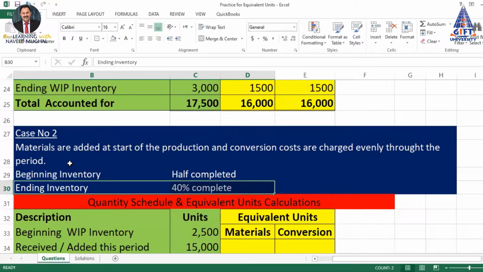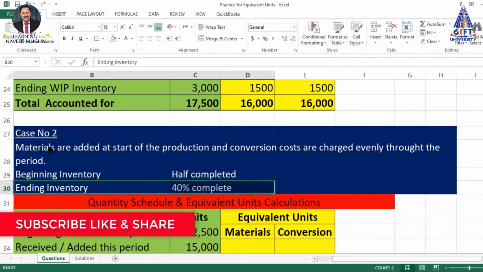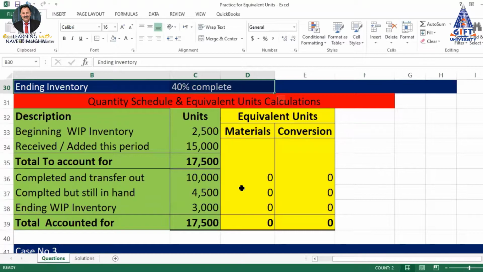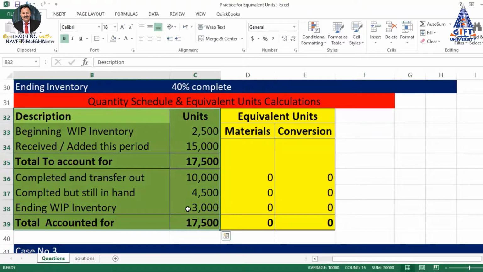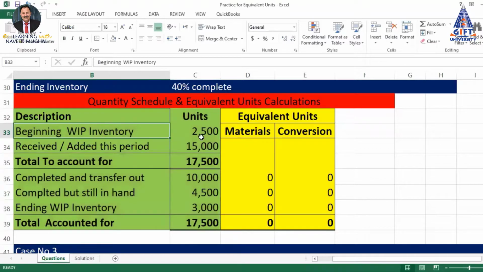With respect to materials, it has been given in the question, in the form of a statement, that materials are added at the start of the production. It means when we start production, material will be added. In this scenario, we will calculate equivalent units for the material this way. This portion is the quantity schedule, same as I have mentioned before. We have beginning work in process inventory of 2,500 units. We added 15,000 units this period because this is the first department, so we have total units of 17,500.